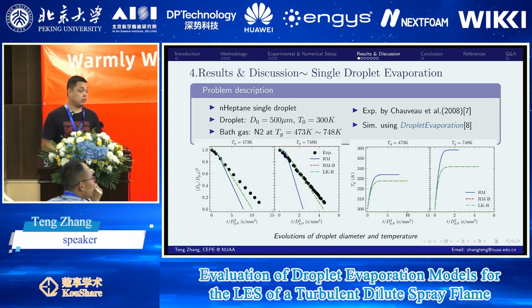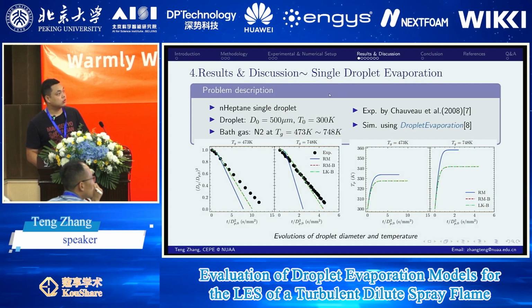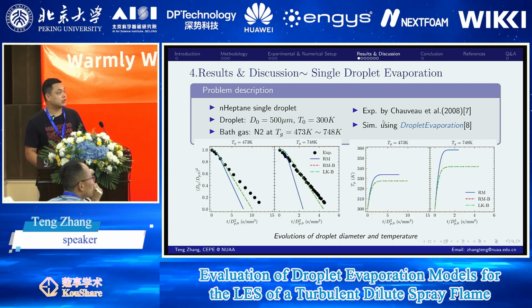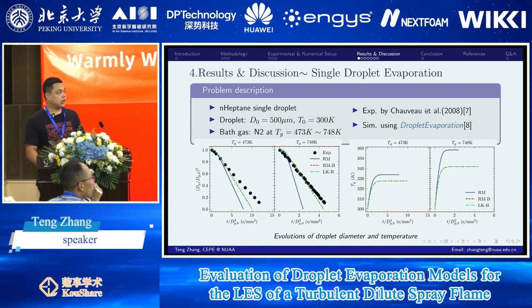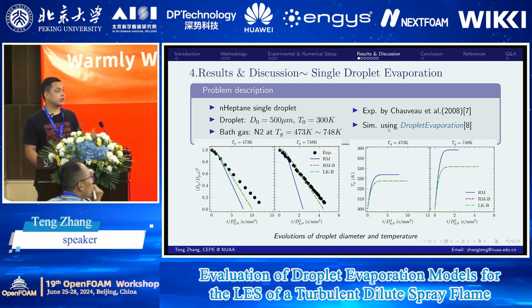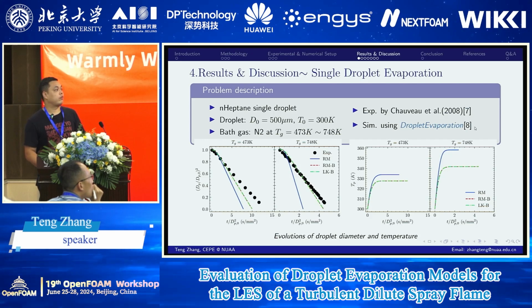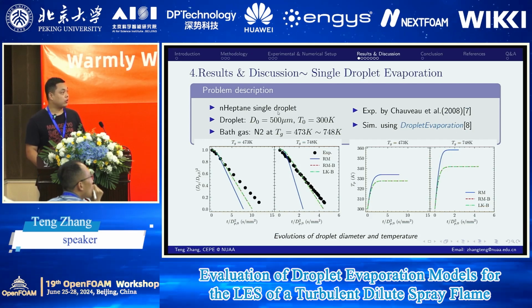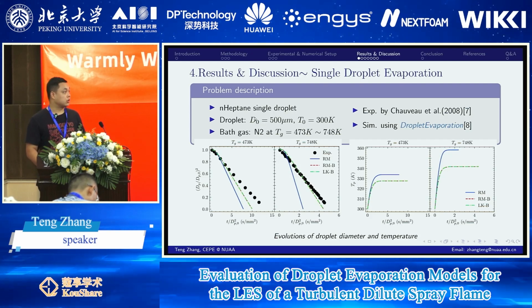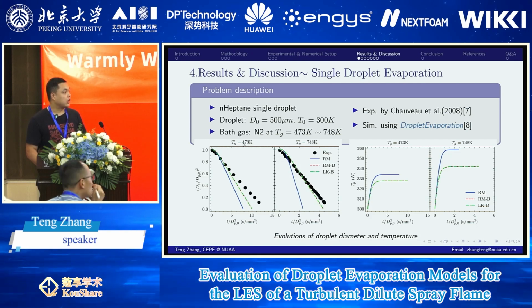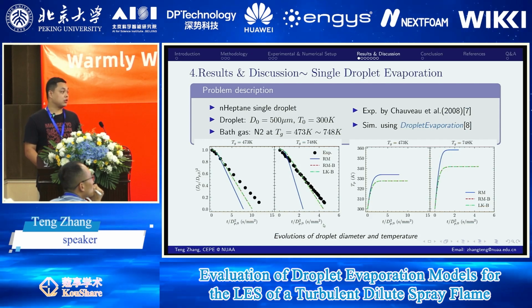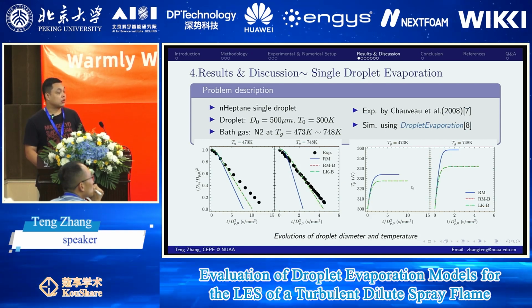So before we get into the spray flame, the single droplet evaporation problem was studied. The experimental data is taken from this reference, and the zero-dimensional simulation was conducted using the droplet evaporation code from this reference. The single droplet is suspended, and its initial diameter is quite large. It's 500 microns. So these two figures show the evolution of the droplet diameter and the temperature.